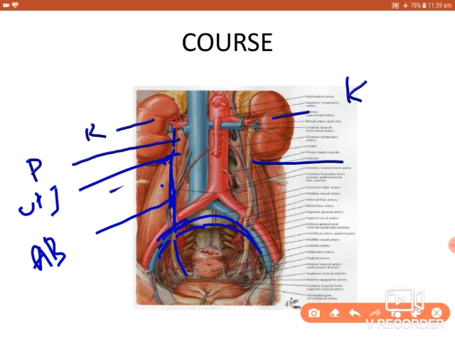From the pelvic brim towards the bladder wall, where it pierces the bladder wall posteriorly through the base, this is the pelvic part of the ureter. So it can be divided mainly into three parts: the pelvis of the ureter, the abdominal part, and the pelvic part.